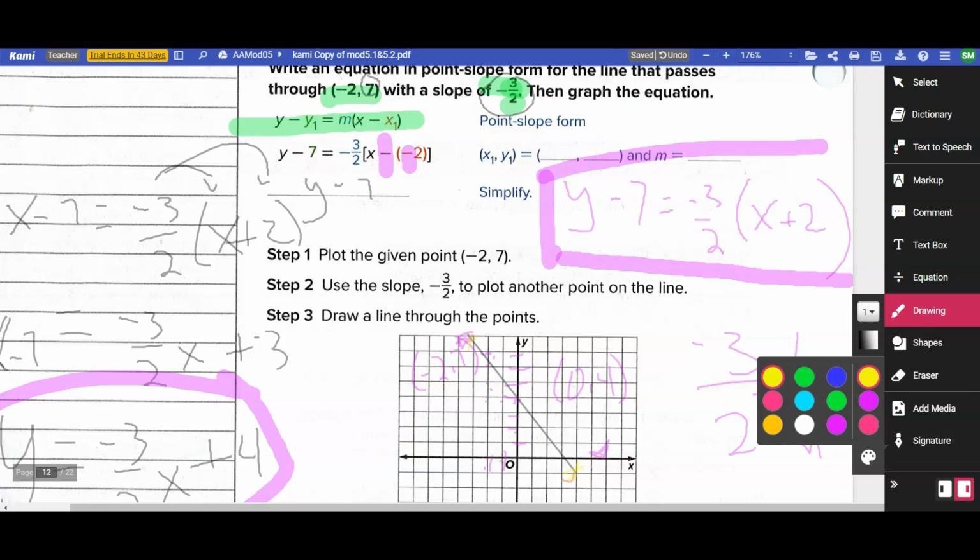So now we know that if I have just this point slope, this is point slope. This is a different type of formula. Just a point and slope. Here's my point, negative 2, 7. And here's my slope.